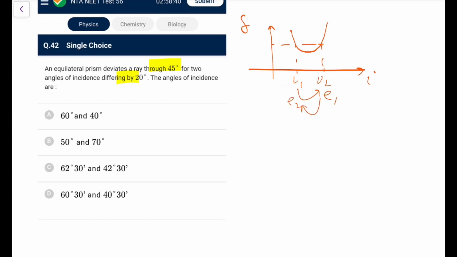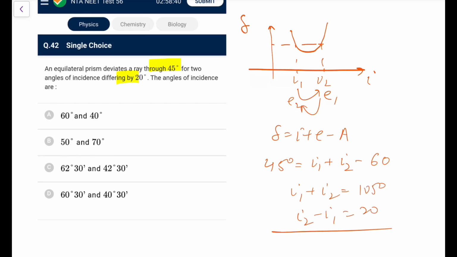So simply, deviation is i plus e minus A. So I can write 45 degree is equal to i_1 plus i_2 minus A, where A is 60. So i_1 plus i_2 comes out as 105, and as per the question, i_2 minus i_1 is 20. So try adding it. 2 i_2 is 125, so the angle is 62.5, and then the corresponding one would be 42.5.